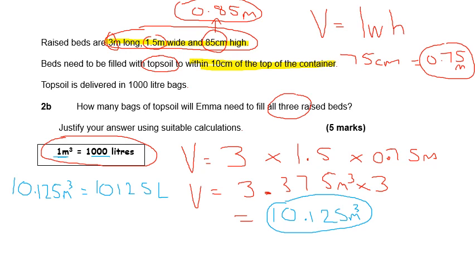All right, so the overall question was, how many bags of topsoil does Emma need? Okay, and each bag is 1,000 liters in it. So therefore she needs 11 bags. 10 bags isn't going to be enough. That's the final answer.